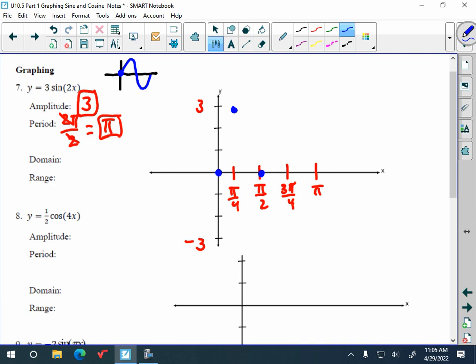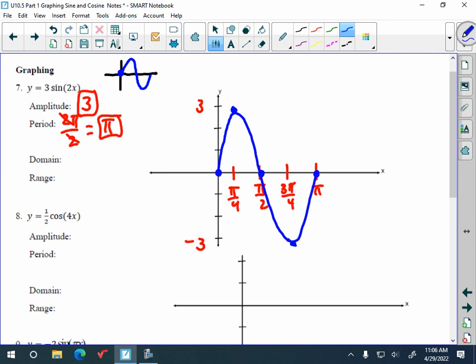Then it's going to come through and go to the lowest at negative 3. And then it's going to turn back around and end on the x-axis at pi. So we have those 5 points, now we can connect them. So this is why it's important to understand the shape of these graphs. So once you put your 5 points, you can just connect them. So that's one cycle of the sine graph.